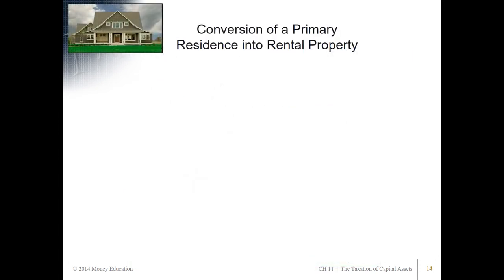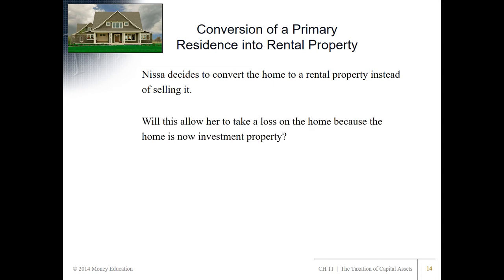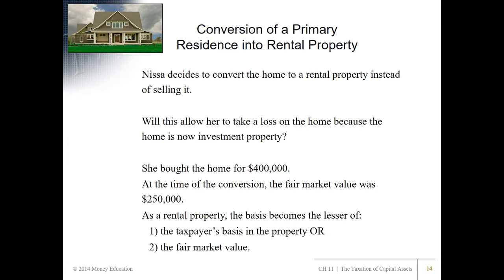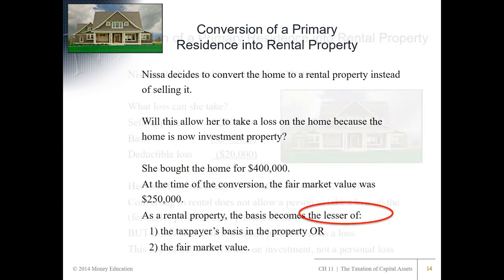So a lot of people say, well, okay, I'm going to convert my primary residence into a rental. This doesn't have to be because you're in a loss position, but often it is. So Nissa decides to convert the home to a rental property instead of selling it. Now, will this allow her to take a loss in the home because the home is now investment property? She bought the home for $400,000. At the time of conversion, the fair market value was $250,000. As a rental property, the basis becomes the lesser of the taxpayer's basis in the property or the fair market value. So in this situation, the fair market value of $250,000 is going to be the new basis, unfortunately.